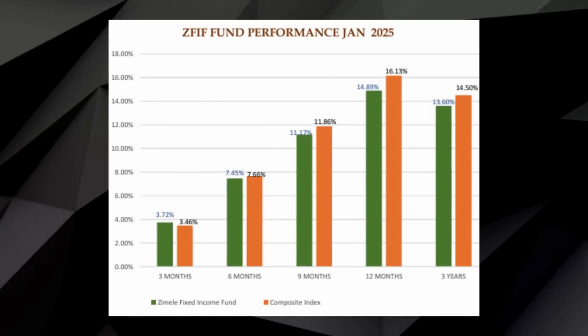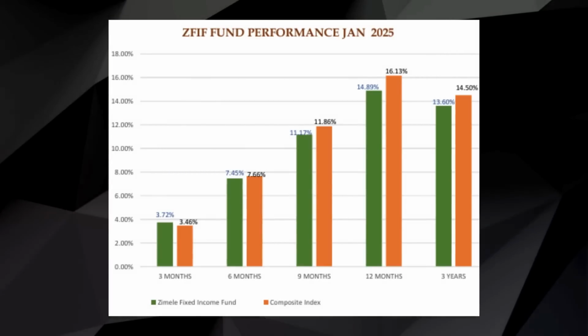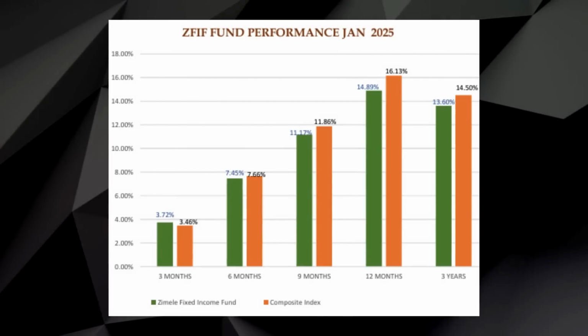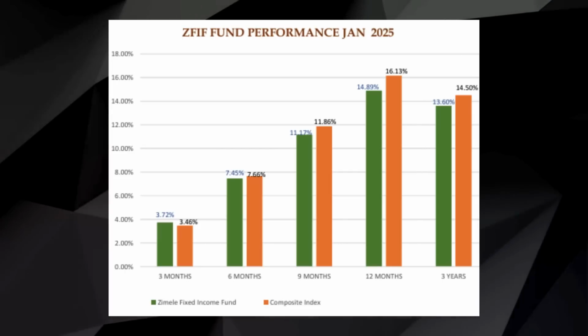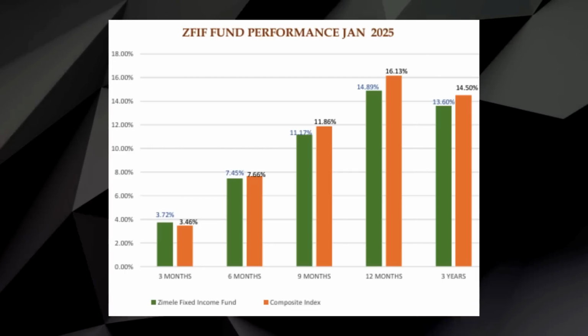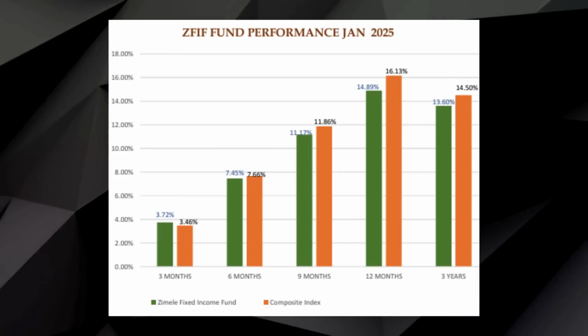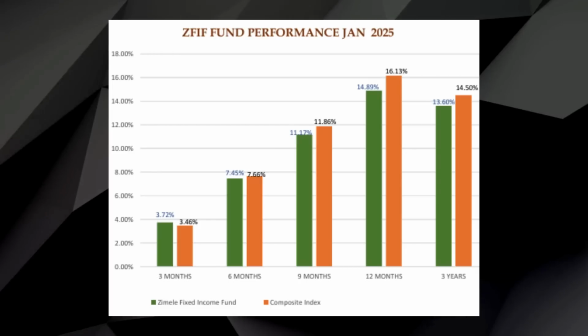Next is the most exciting part of any investment, and this is the performance. According to the Zimele reports, the fixed income fund delivered a return of 14.89% as of January 2025, which is below the benchmark of 16.13%. This indicates the Zimele Fixed Income Fund has potential for improvement over time, because you can see that their benchmark is higher than what they delivered in 2025.